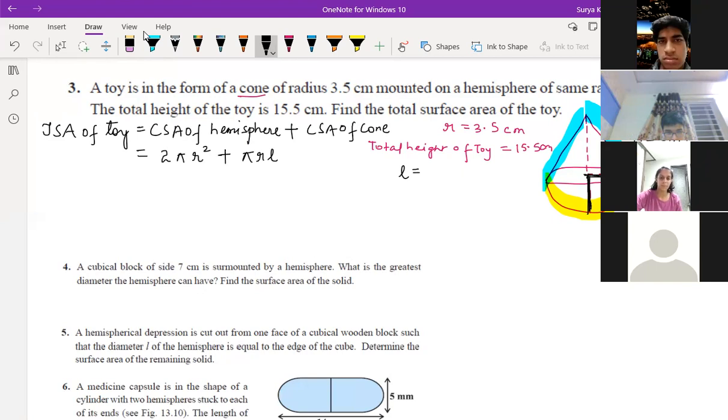See here h is given to us. This one part is h. And radius also you know. How to find L, Chanchal?